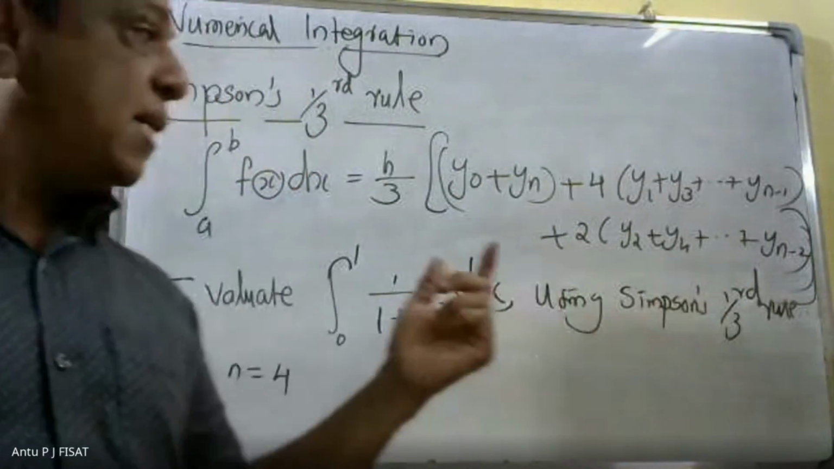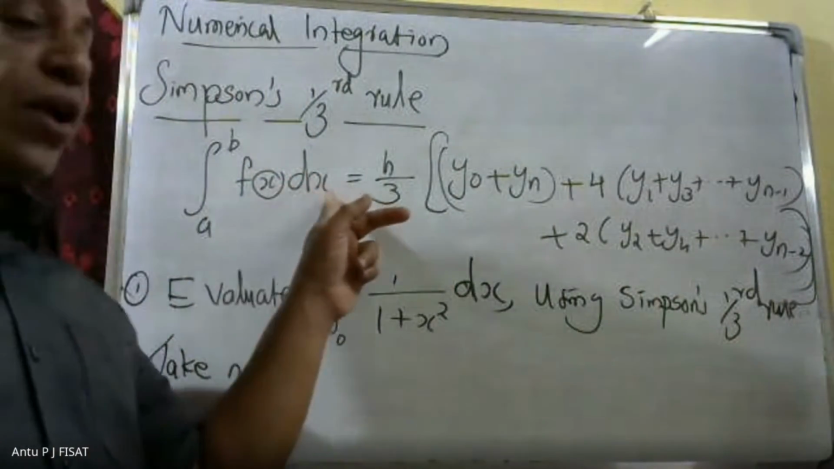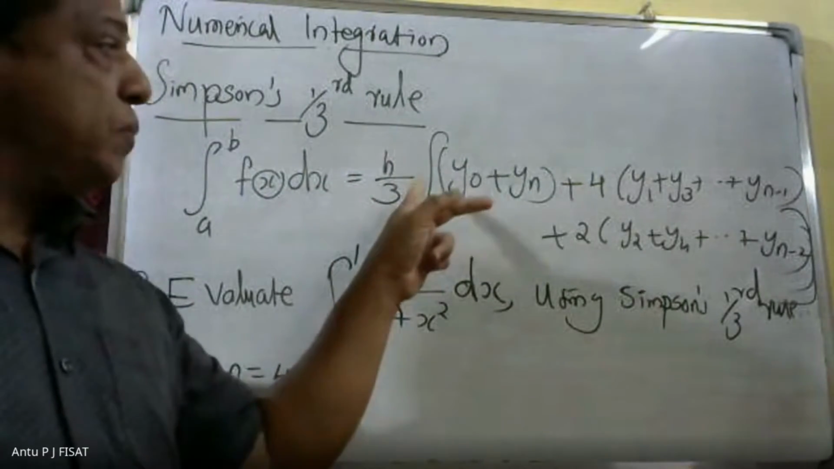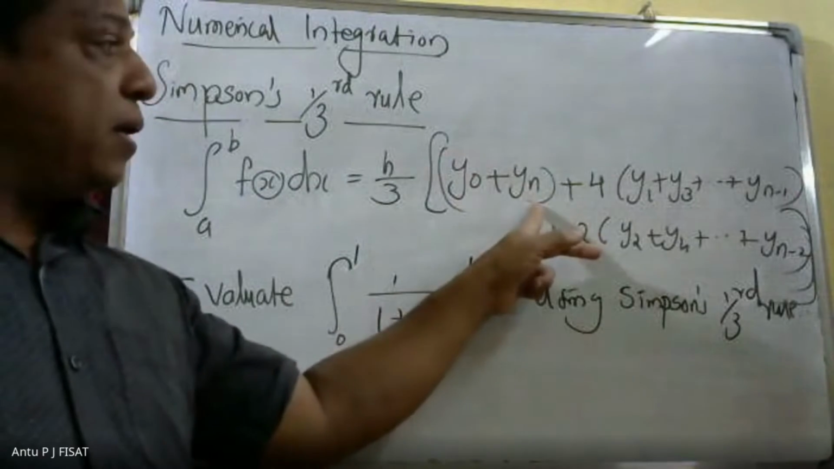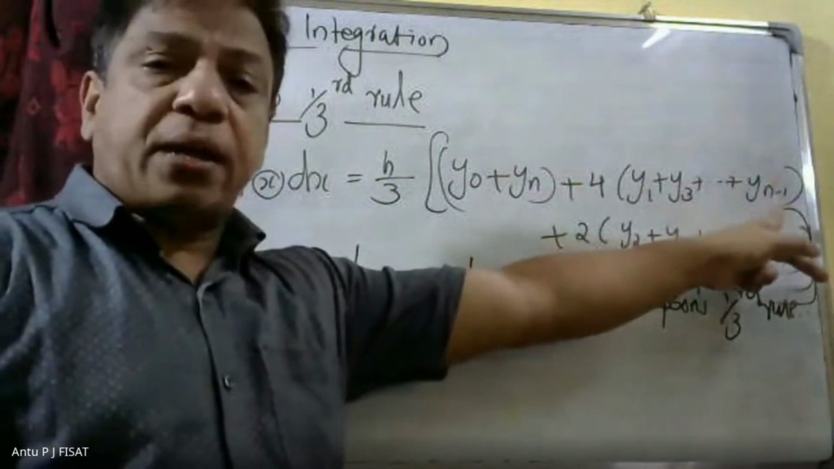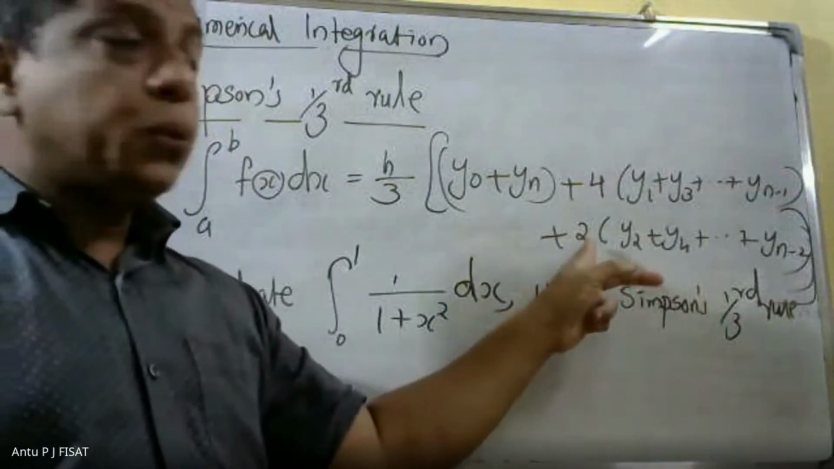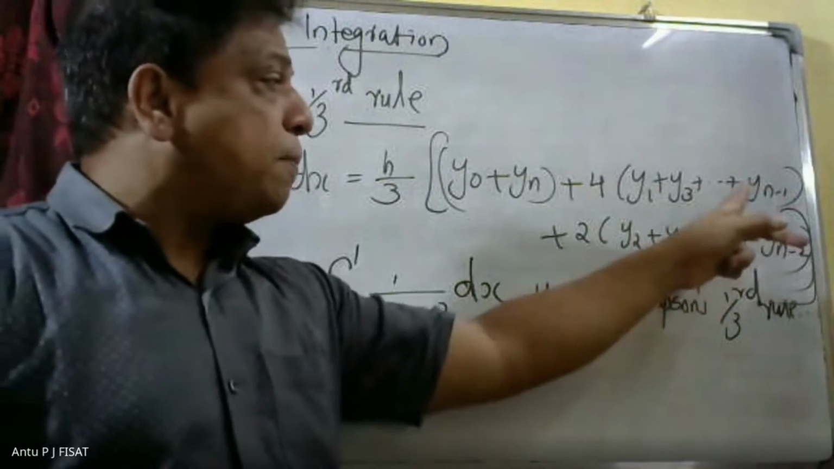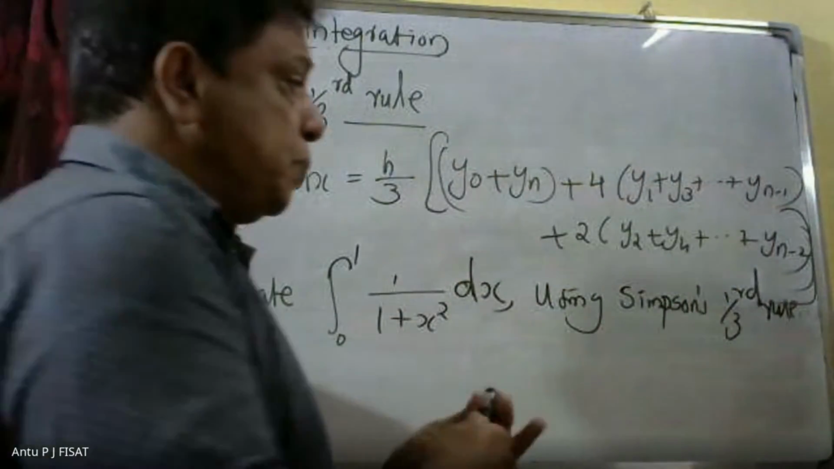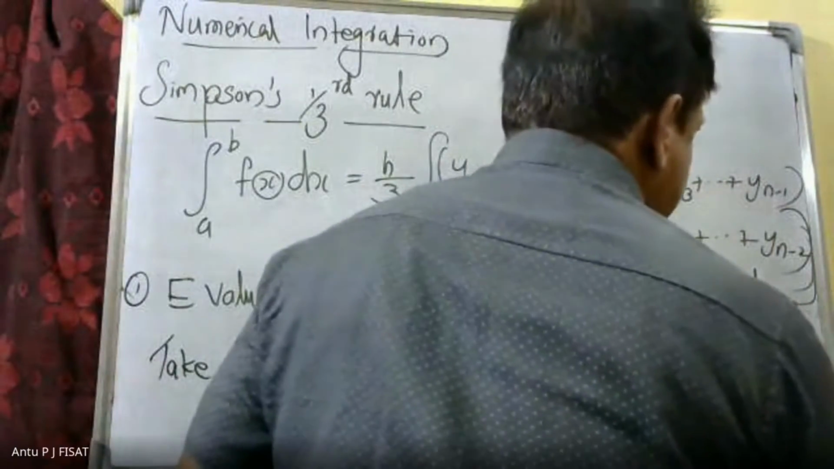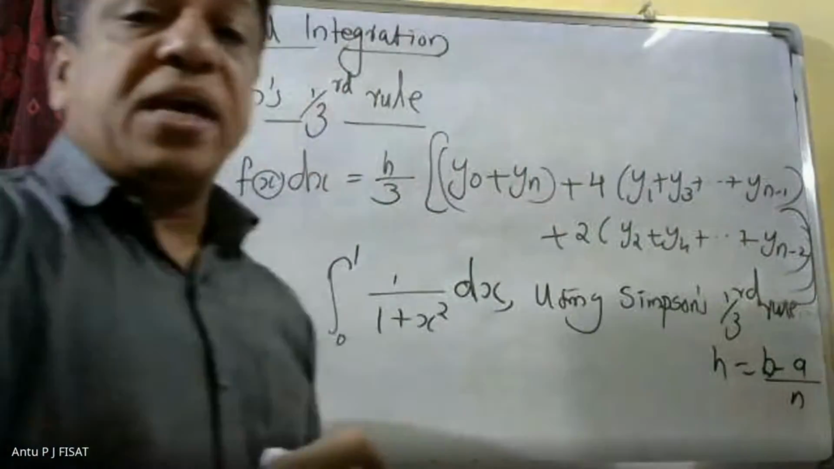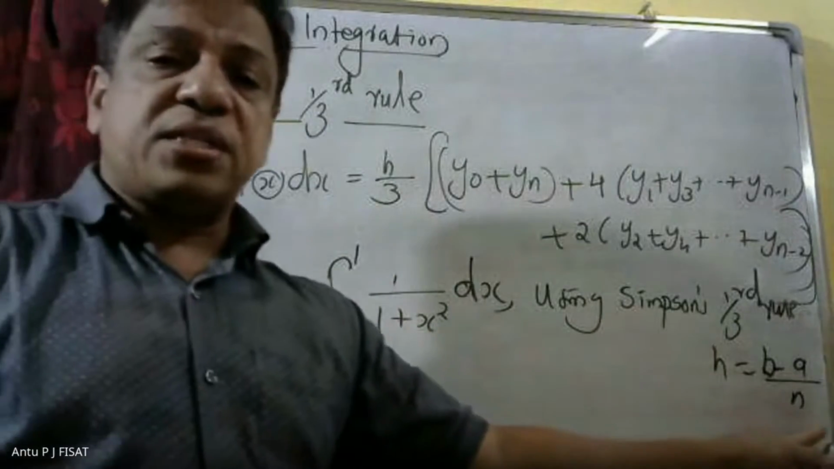The formula says that integral a to b f of x dx is equal to h by 3 into y0 plus yn plus 4 into y1 plus y3 plus etc. plus yn minus 1 plus 2 into y2 plus y4 plus etc. plus yn minus 2. That means h is equal to b minus a by n, where n is the number of intervals.